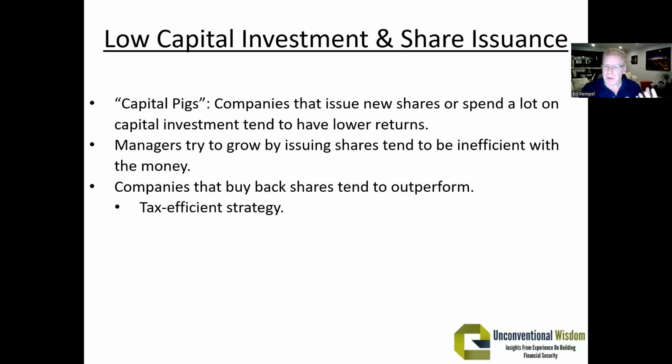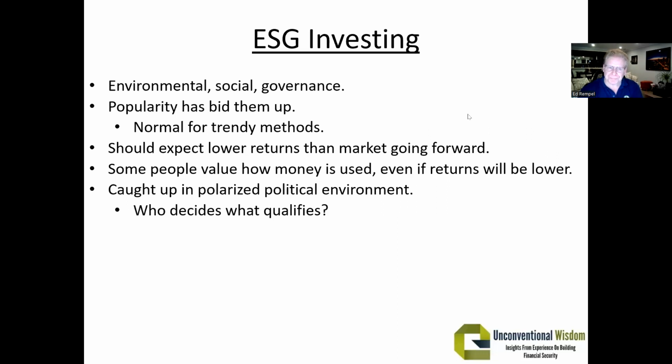So this strategy is you're looking for companies that don't issue a lot of shares, but that are buying back shares and that are not doing a lot of capital investment. So they're not buying new investments or buying other companies or something like that. Unless you think they're really effective at it, but most of the time you're actually buying the ones who are not doing that. Interesting strategy. Another one that's really popped up a lot in the last 10 years or so is called ESG investing.